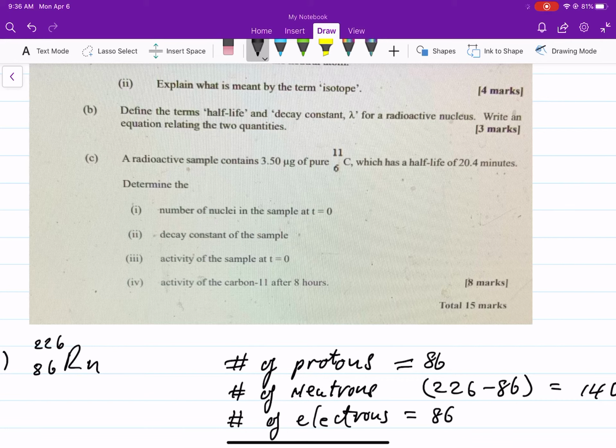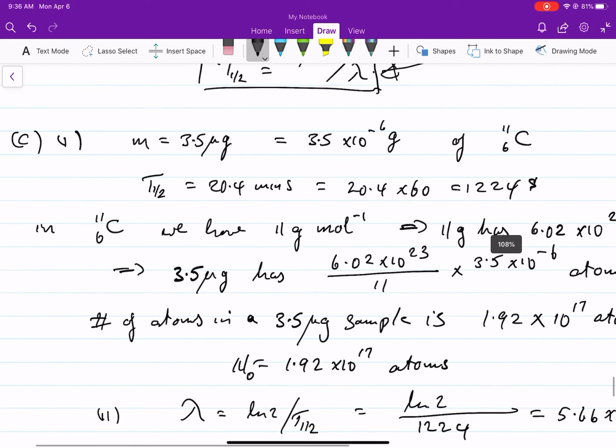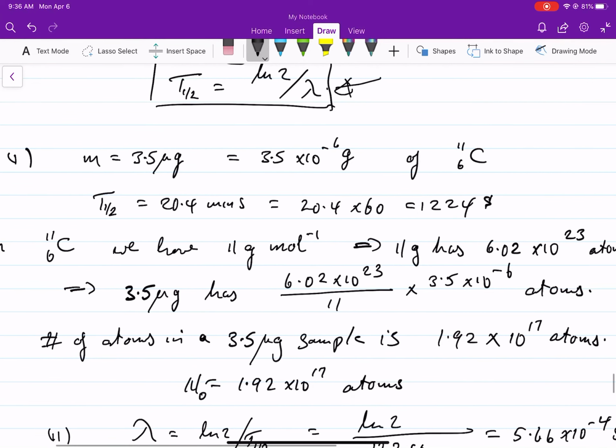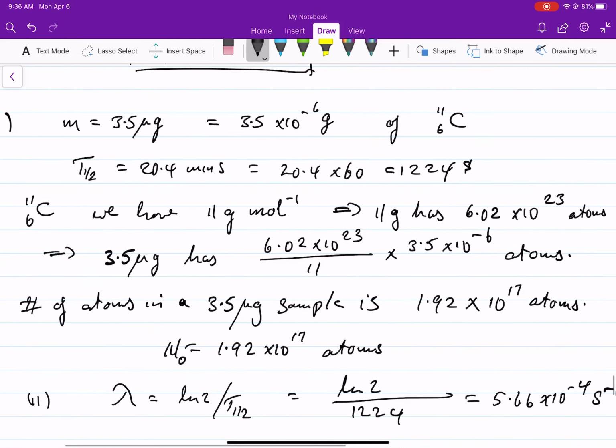A radioactive sample contains 3.50 micrograms of pure carbon-11, which has a half-life of 20.4 minutes. Determine the number of nuclei in the sample when time is 0. Again, this is simple stuff I'm sure you've seen in your chemistry before, probably even in CSEC chemistry. 3.5 micrograms represents 3.5 times 10 to the minus 6 grams.